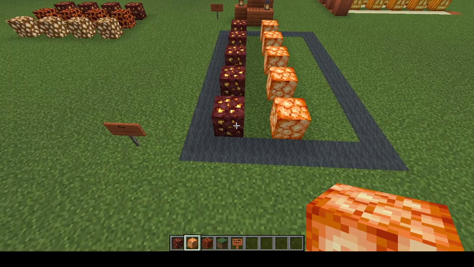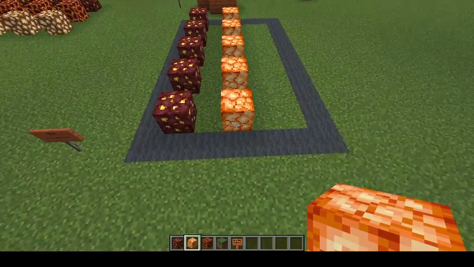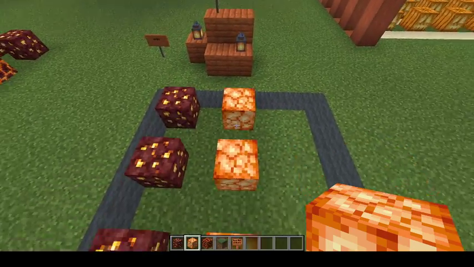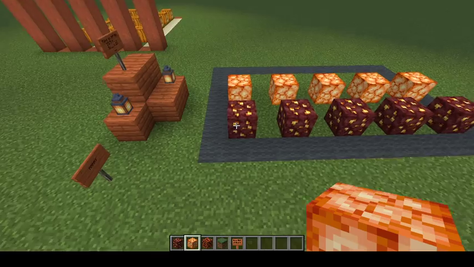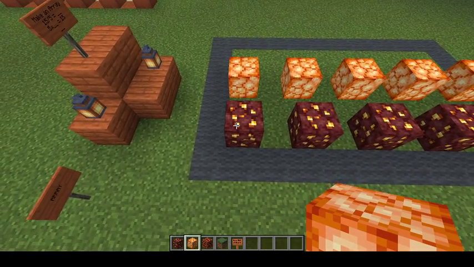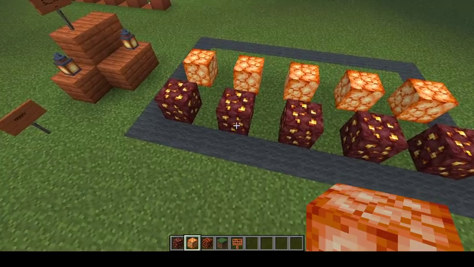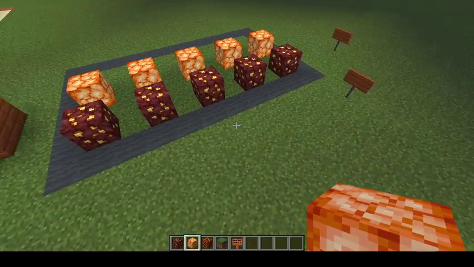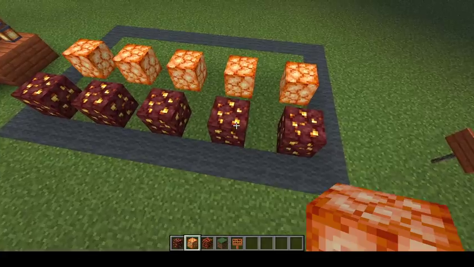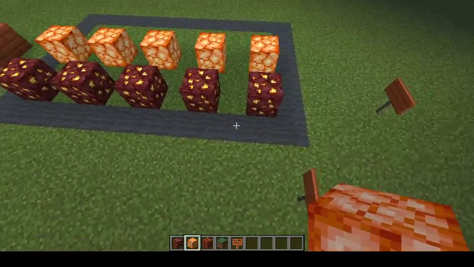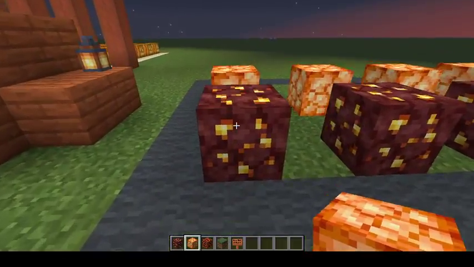So we have a column of nether ore, and we have a column of Streamlights. And then if we go to the side, we have a row that consists of a nether ore and a Streamlight, a nether ore and a Streamlight, and so on down each row. So each row has 2.